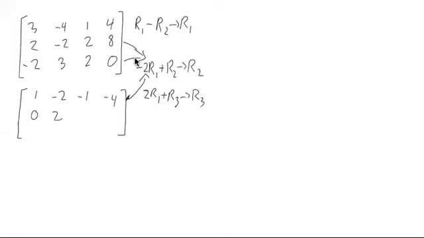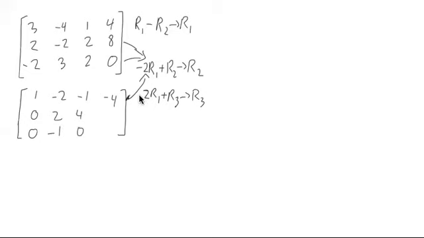Let's see. So negative 2 times this guy, so negative 2 times this negative 2 is positive 2. Plus that negative 2 is that 2 right there. So basically what we're doing is we're taking negative 2 times this row and adding it to this one. And that's how we're getting this right here.